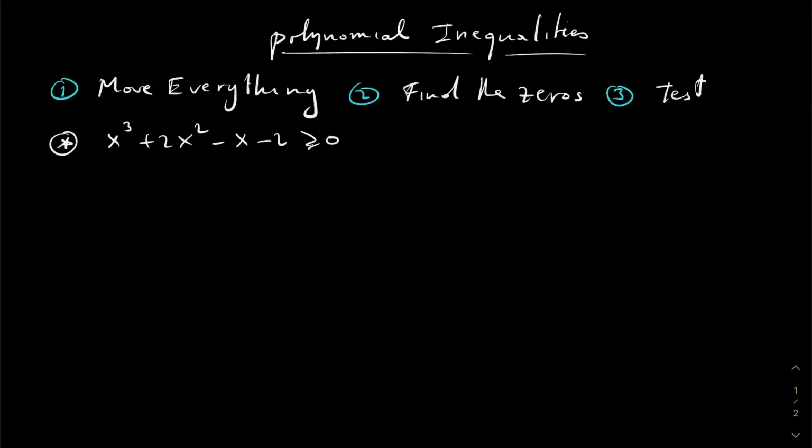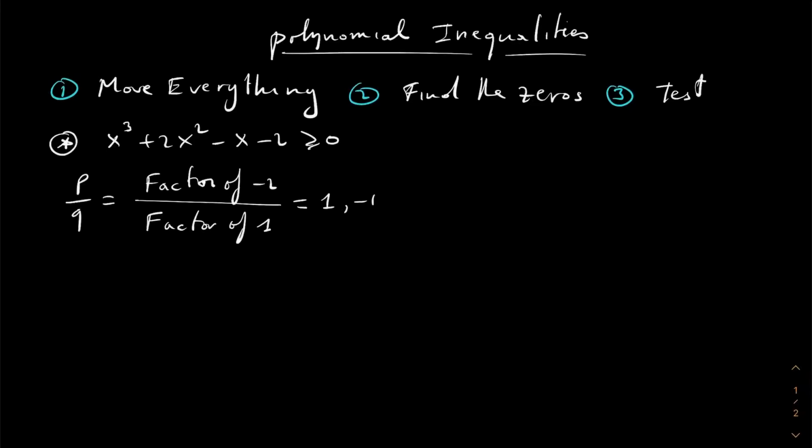Since all of my coefficients happen to be integers, if some of my zeros are in rational form, they have to be in the form p over q, where p has to be a factor of negative 2 and q has to be a factor of 1, which means that some of my possible zeros are going to be plus or minus 1 or plus or minus 2. And so with that, I can start checking these out to see if some of these work. Starting with 1, if I plug 1 into my polynomial, I'm going to get 1 cubed is just 1, plus 2 times 1 squared is 2, minus 1 minus 2, and that's going to give me 0.